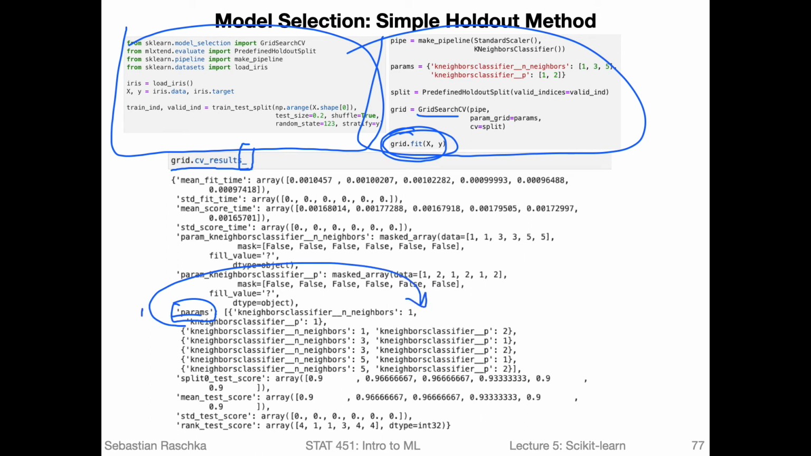We have 1, 2, 3, 4, 5, 6 hyperparameter combinations, because we had 2 values for p and 3 values for n_neighbors. So we had 3 times 2 equals 6 hyperparameter combinations. And these are all the possible combinations listed here. And then we would have the corresponding scores in an array called mean_test_score. The reason why it's called mean is that usually we use grid search with k-fold cross-validation, where we have multiple folds. But we will talk about k-fold cross-validation another day when we talk about model evaluation in more detail.